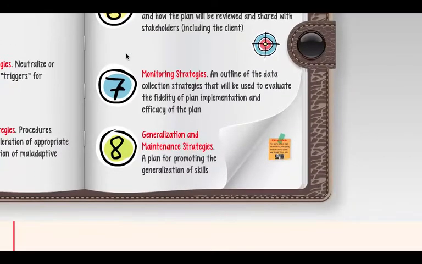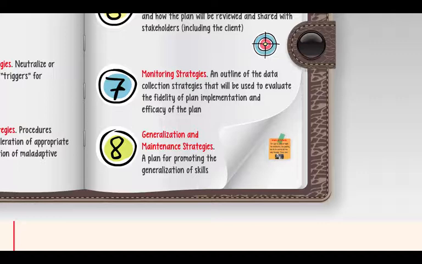Finally, the monitoring strategies will be outlined. There's your data collection. So you'll be monitoring through a frequency count or rate or duration or latency or interresponse time or partial interval recording or whole interval recording or permanent product data. All of those things will be mapped out and identified in terms of how you plan on going through this process of monitoring. And then finally, there'll be a section for generalization and maintenance of behavior.